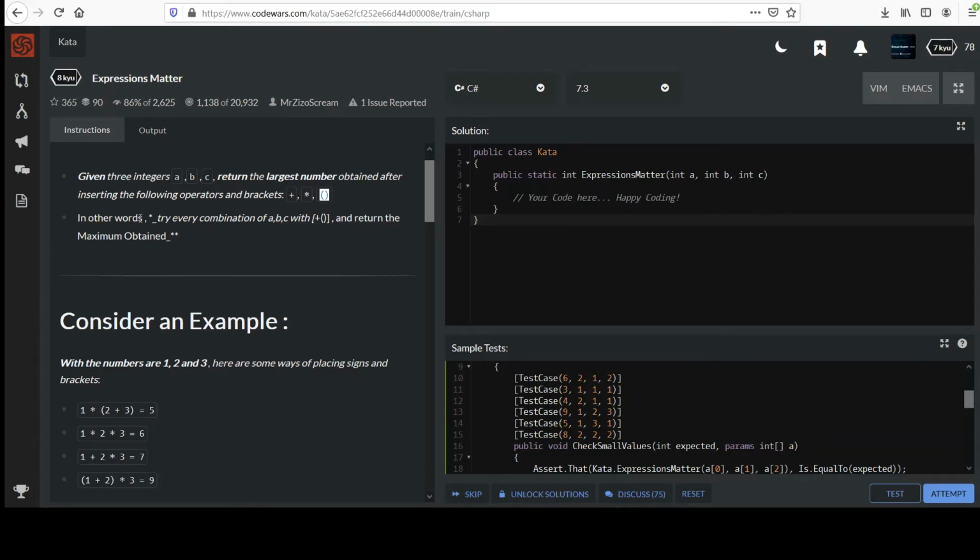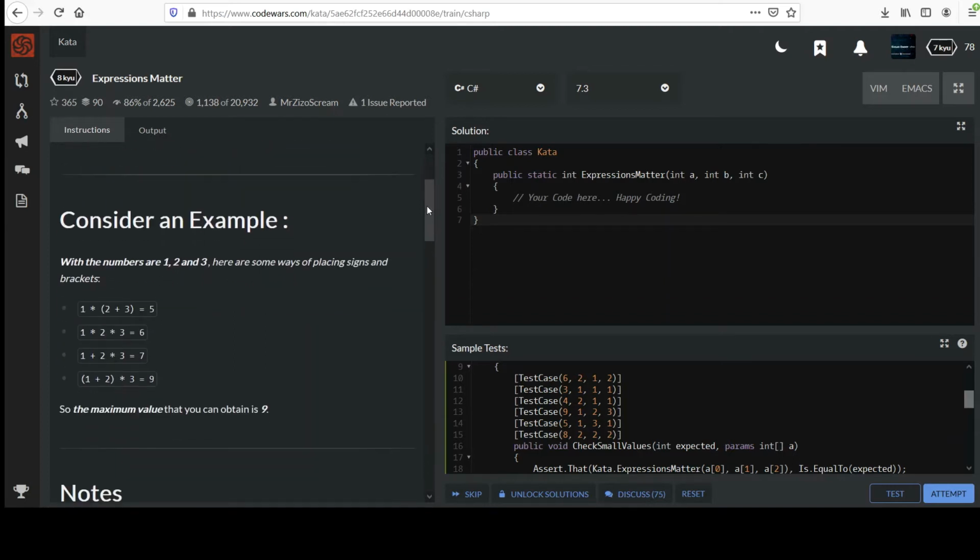It says, in other words, try every combination of a, b, and c with plus, and they didn't put the multiply sign in here. In general, this isn't worded very well, but we'll keep running. And return the maximum obtained. Not sure what all the underscore asterisks are, but okay.